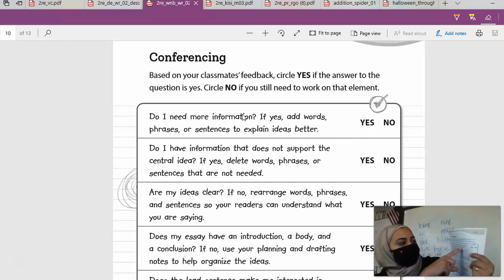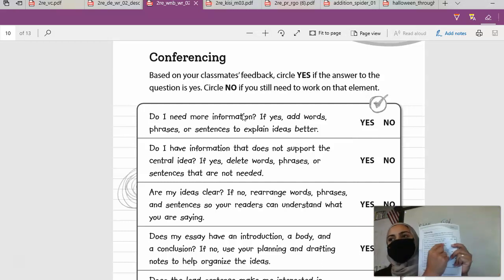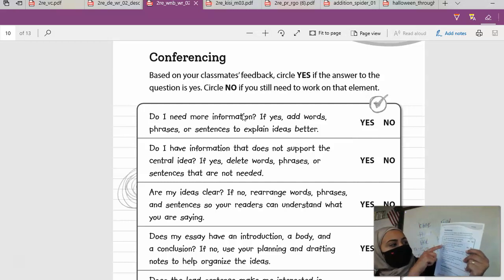If yes, like to add words, phrases, or sentences to better explain her ideas, like if it doesn't really make sense and you think some of her stuff needs better explanation, you're going to circle yes. If you think no, that it has a lot of information and it all makes a lot of sense, then you're going to circle no. You're going to either circle yes or no for her. And then you're going to read the second one.